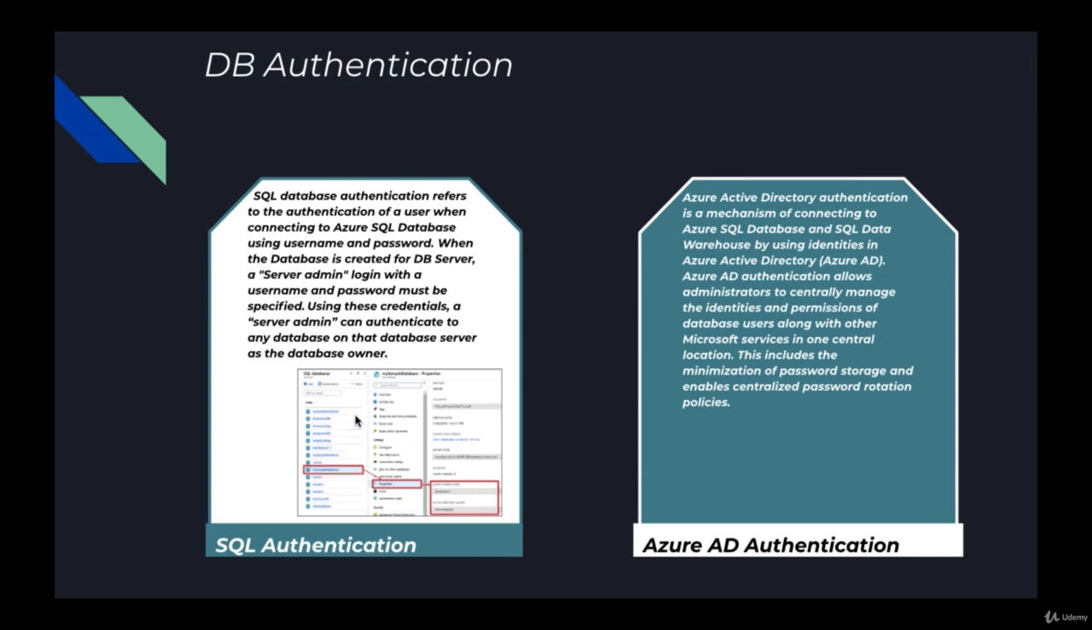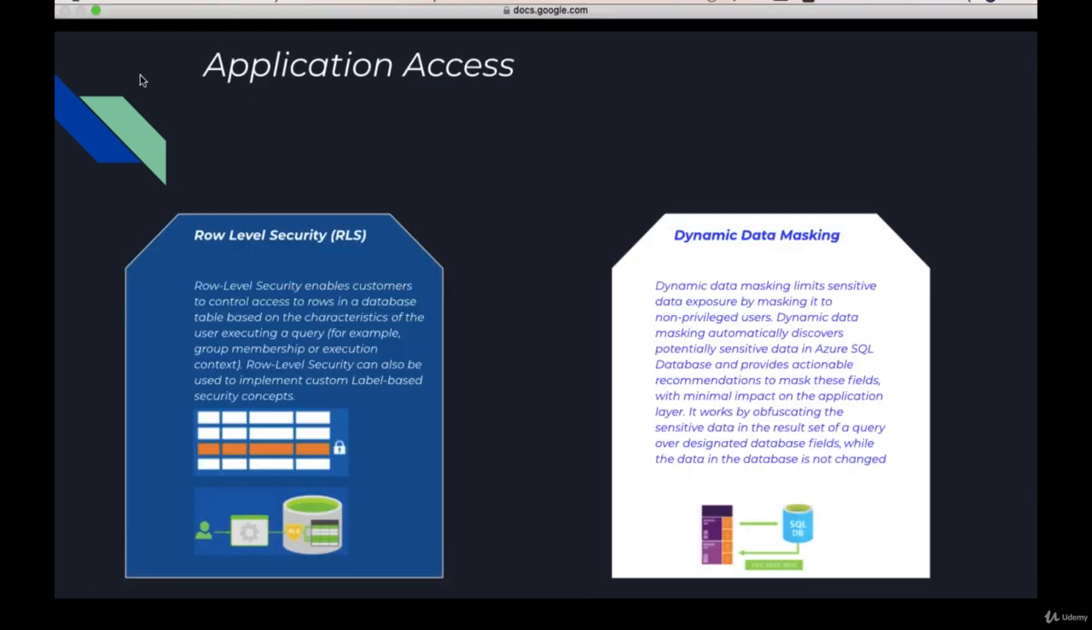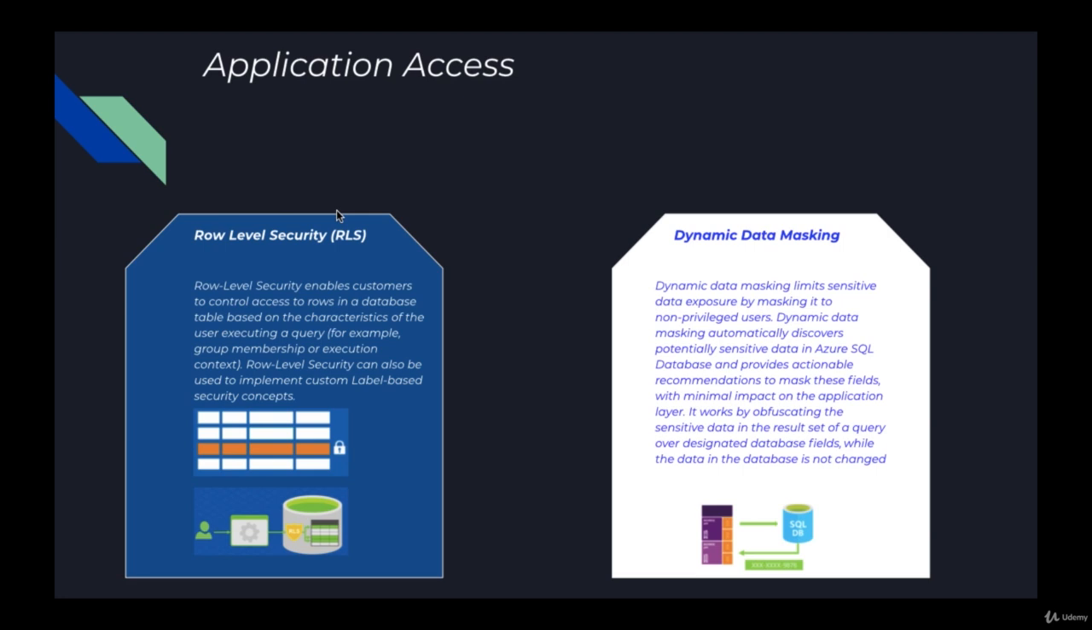So these are the two options we have: SQL Server authentication and AD authentication for your database authentication. And next we have the application access. For application security or access, the first option is row level security, and the second is dynamic data masking. Row level security basically simplifies the design and the coding of security in your application.